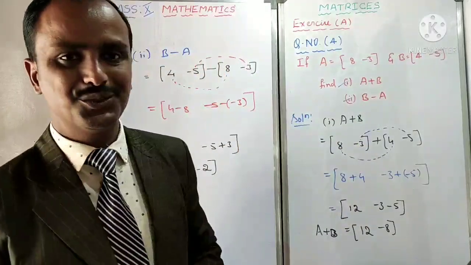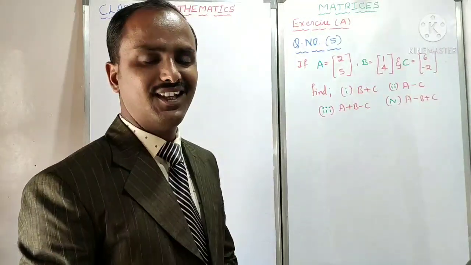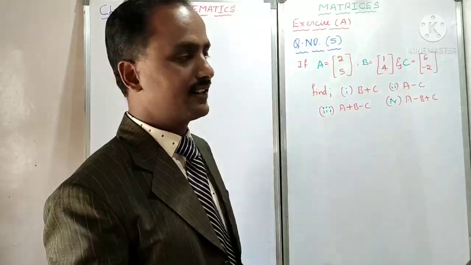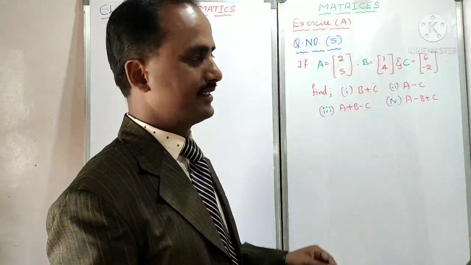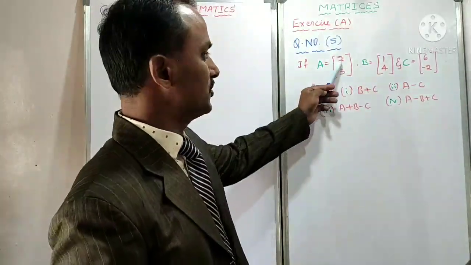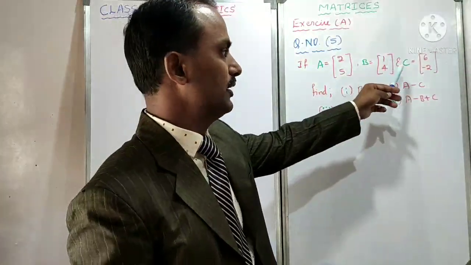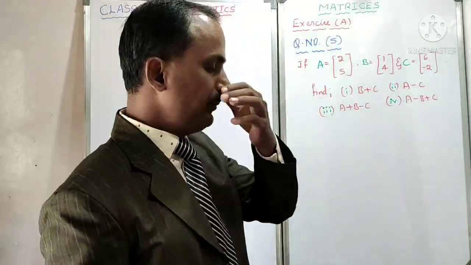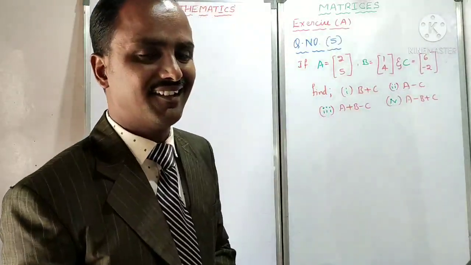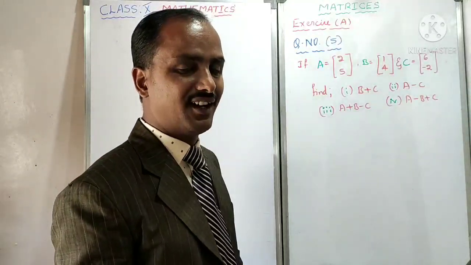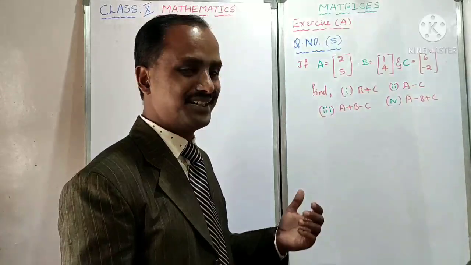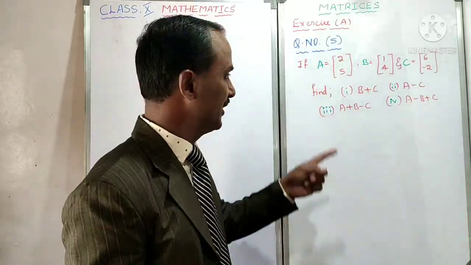Similar problems are there. You should practice. In question number 5, exercise A, here 3 matrices are there. A matrix, B matrix, C matrix. A matrix elements 2, 5. B matrix elements 1, 4. C matrix elements 6, minus 2. A, B, C, 3 matrices. What is the order? You already understand order. You already know how to write the order of the given matrices. Identification is easy.